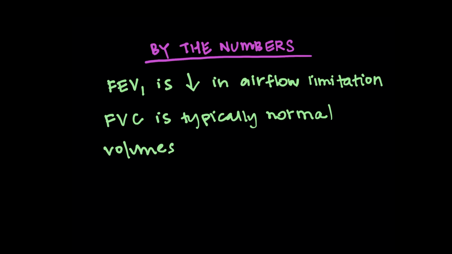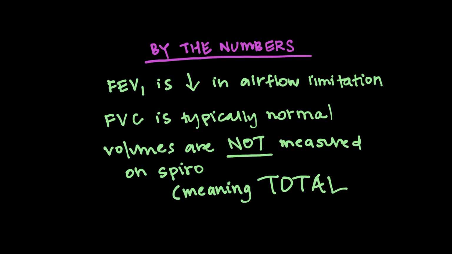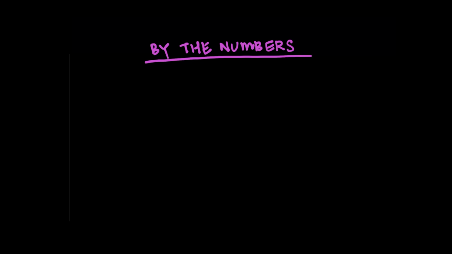Volumes are not actually measured on spirometry, and that is important and confusing because we just talked a lot about volumes, but the important thing to remember is that these volumes in spirometry are per unit time. And so technically our flows, they're not the total volumes that are in your body. Those are going to be measured by plethysmography, also known as the body box.